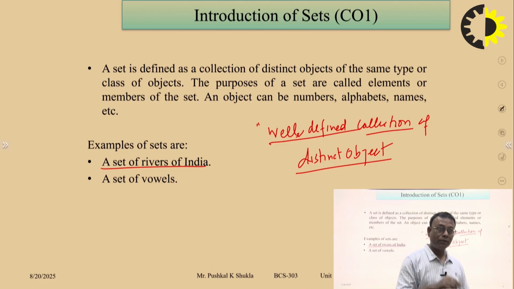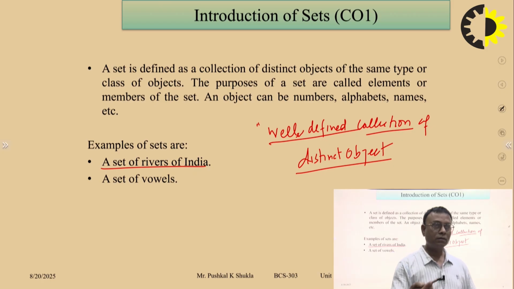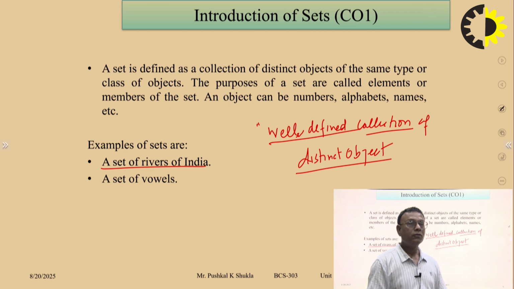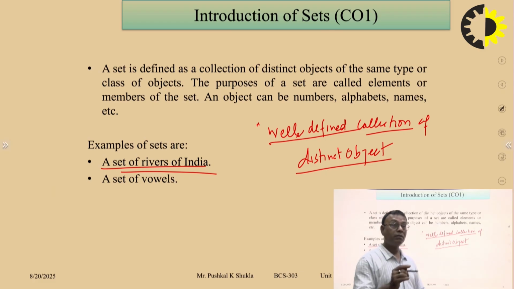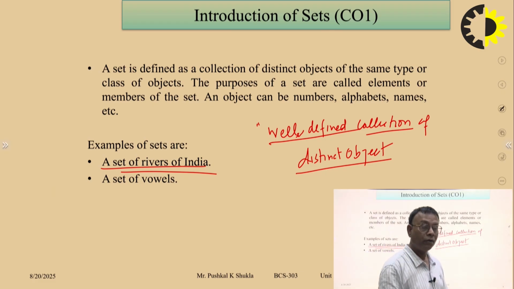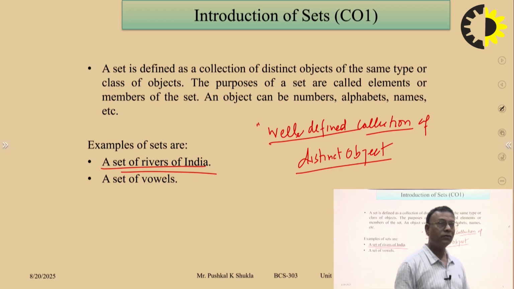From this example, we can identify the elements of the set. For example, Ganga, Jamuna, Saraswati, Godavari, Narmada, Tapti, etc. These are the rivers of India. So if we say a set of rivers of India, definitely we are going to identify the particular elements which belong to this set. Everyone can identify this. So this is well defined.